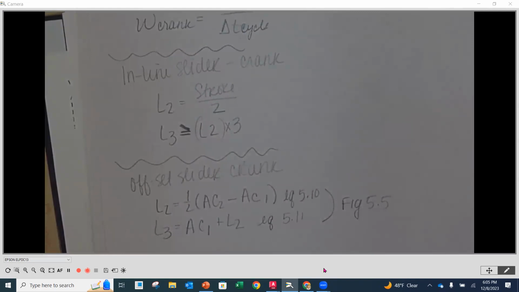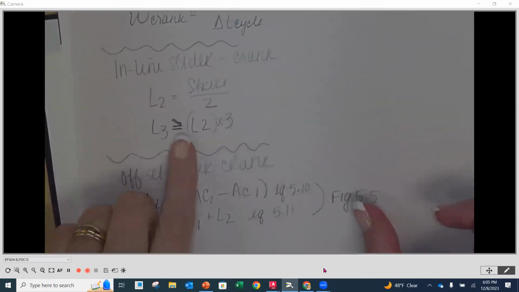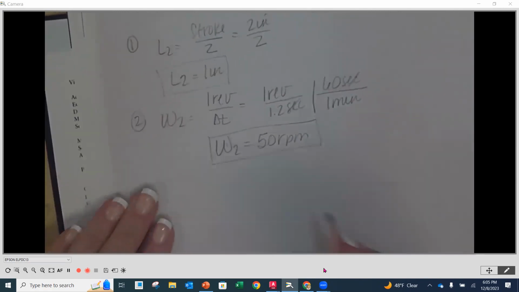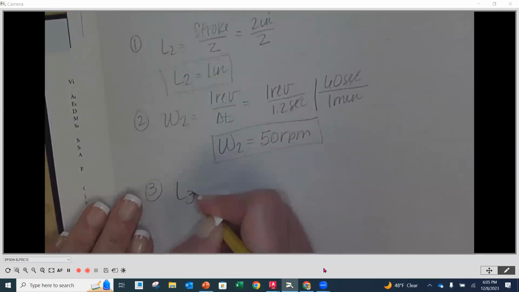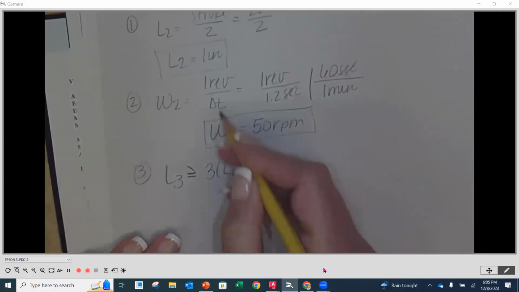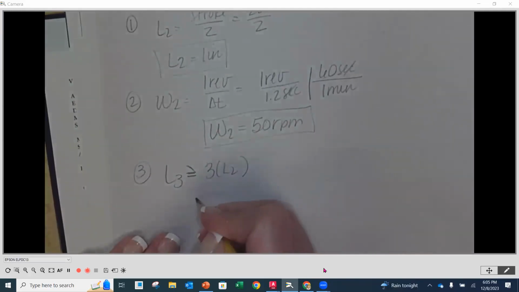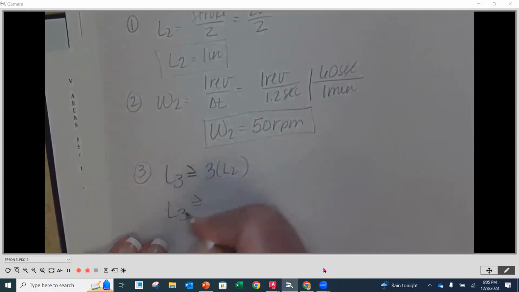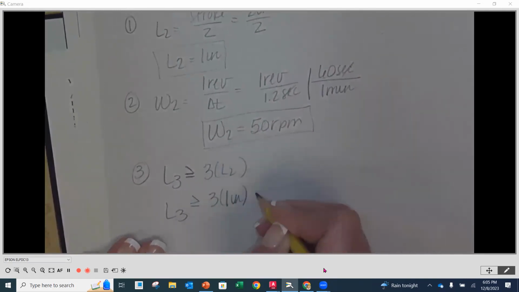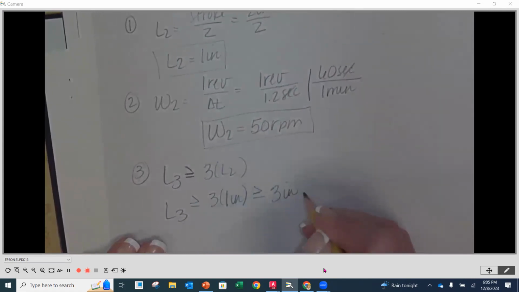Yeah, exactly. So we know that this is a relationship we need to maintain, or is ideal. So we're going to say then that L3 is going to be equal to or greater than 3 times L2. I like writing it that way better. And since we know what L2 is, that means it is going to be greater than or equal to 3 times 1 inch, which is greater than or equal to 3 inches, right?